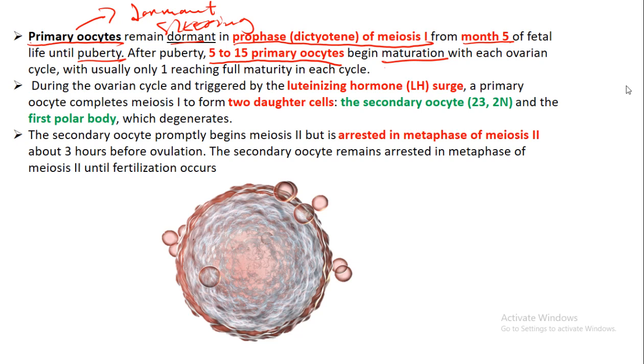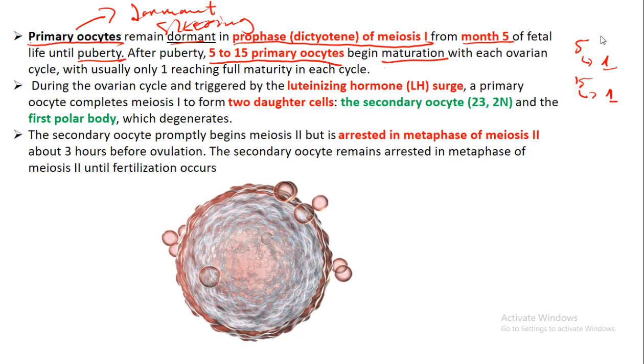Of these, let's say there are 5, only 1 will be produced, and this is the one which you see. Even if there are 15, still 1 will be produced.